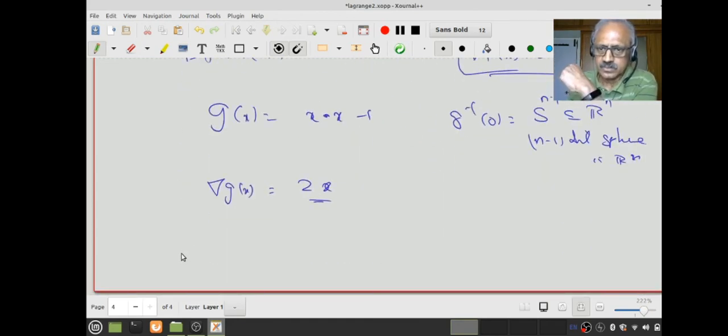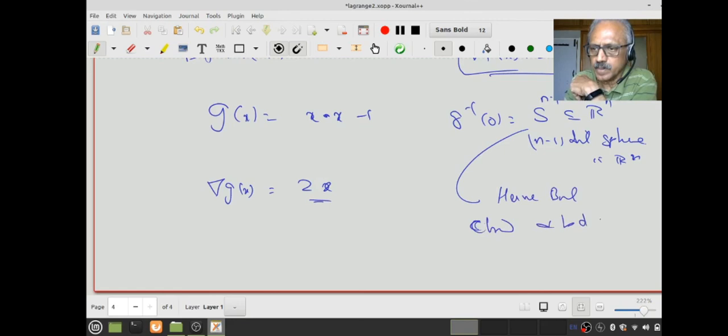Now what do I know? Now let us look at this set by the Heine-Borel theorem. This is compact: closed and bounded. Why is it closed? g is a continuous, differentiable function, therefore g inverse of 0, where 0 is a singleton and a closed set, is closed. Why is it bounded? Each of the vectors here has norm 1. Therefore it is closed and bounded, and by the Heine-Borel theorem, we know it is compact.